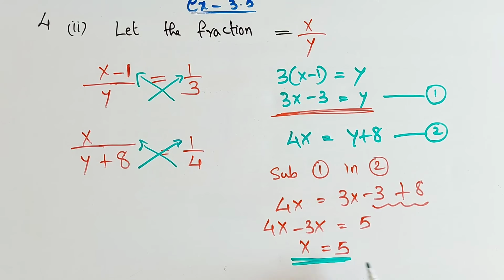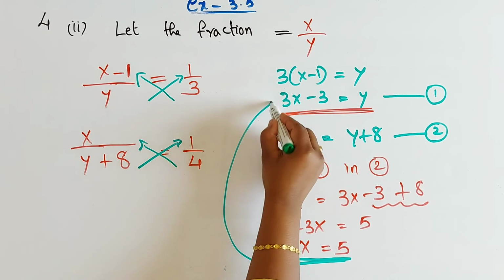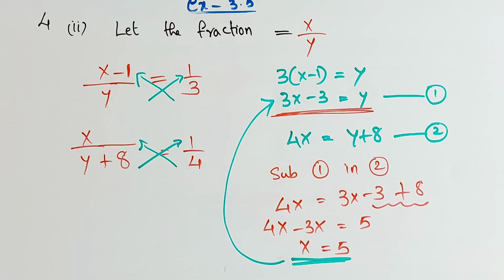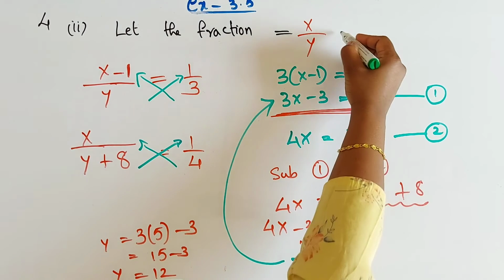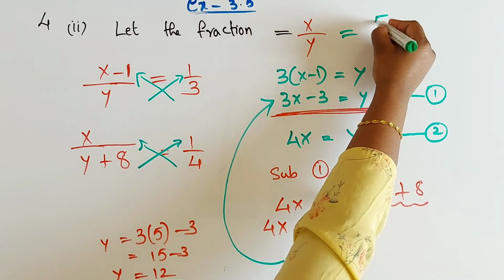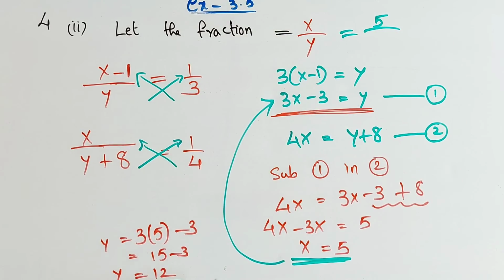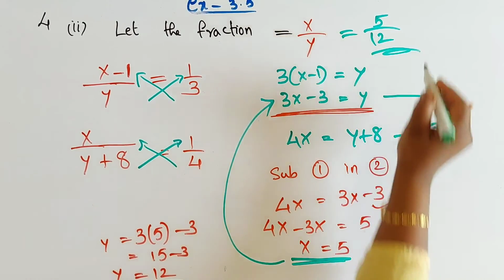Now we know the X value. What is Y? Y equal to 3X minus 3. So Y equal to 3 times 5 minus 3, 15 minus 3, children. So Y equal to 12. What is the fraction? X means numerator. The X value is 5 divided by the Y value 12. 5 by 12 is the fraction.